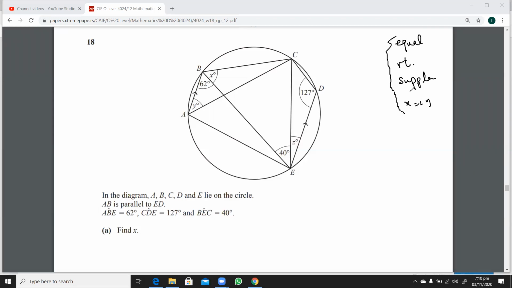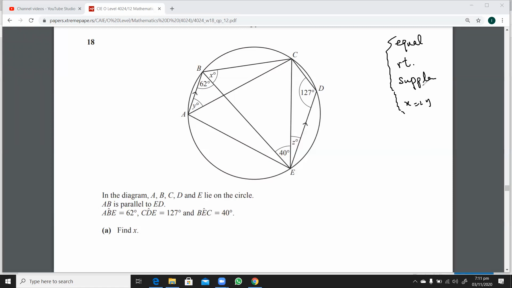Equal angles, supplementary angles, right angles, and one angle being double the other angle. Now, equal angles are something like angles in the same segment, or maybe you can have alternate angles. You might have an isosceles triangle. For the right angle, they are mainly the angle subtended by the diameter, or the angle between the radius and the tangent. So that is where you have the right angle.